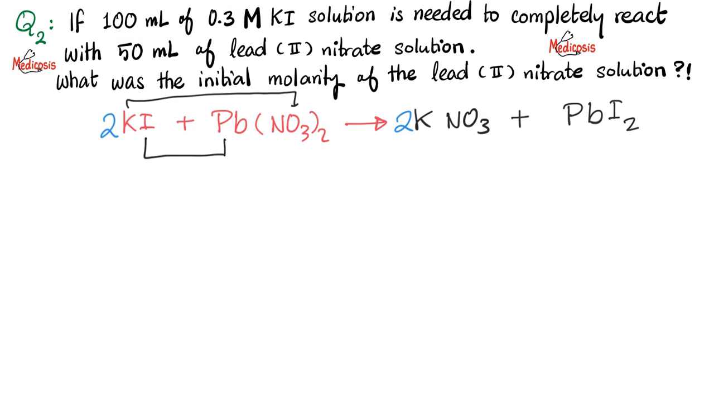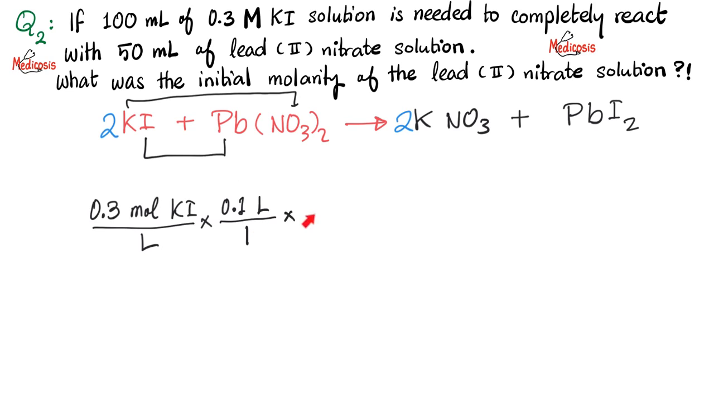I know the most about KI because I have the volume and the concentration. So let's start with KI. Remember that molarity is moles per liter, so you say that 0.3 moles of KI per liter, because this means 0.3 molar KI, multiplied by its volume, which is 100 ml. Convert that to liters, to get 0.1 liters divided by 1.